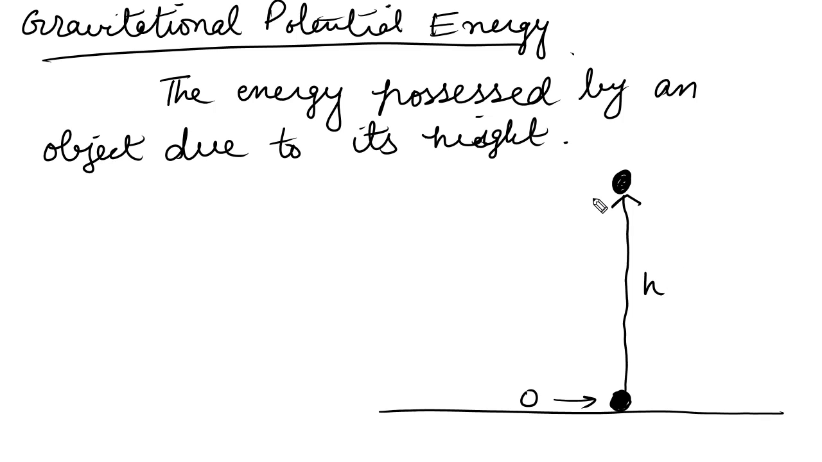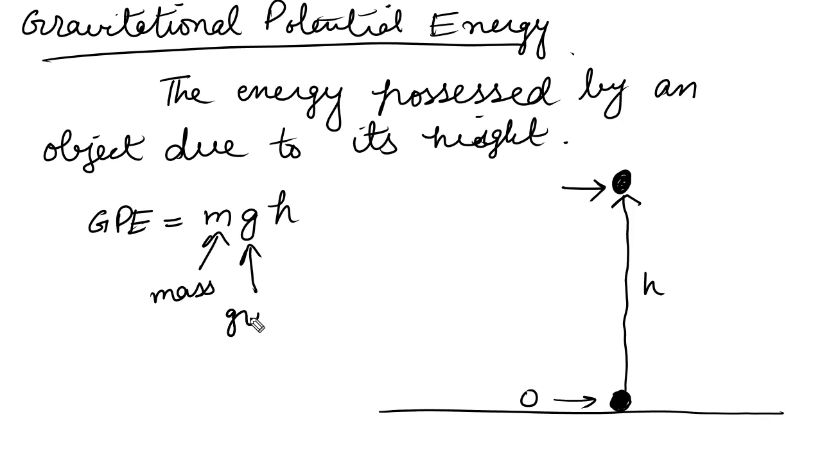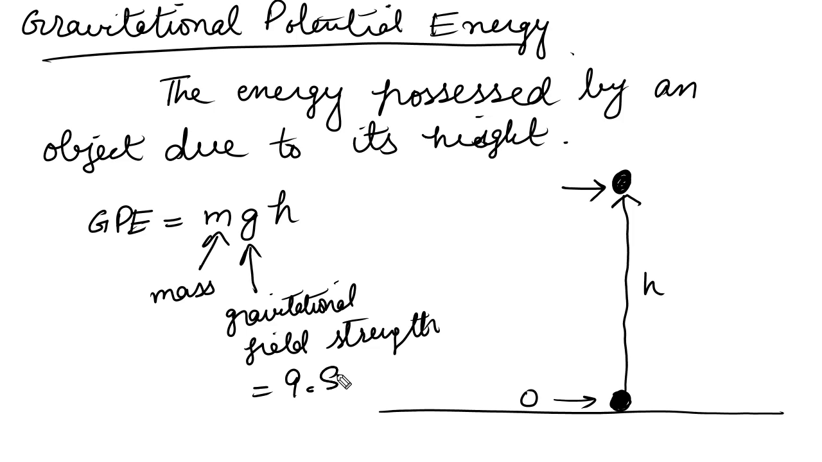we can say that now this object has some gravitational potential energy. In order to find out that gravitational potential energy, we use the formula GPE is equal to mgh, where GPE stands for gravitational potential energy, m is the mass of the object, g is the gravitational field strength, and the value that we use for the gravitational field strength is a constant, equal to 9.81. And h is the height of the object.